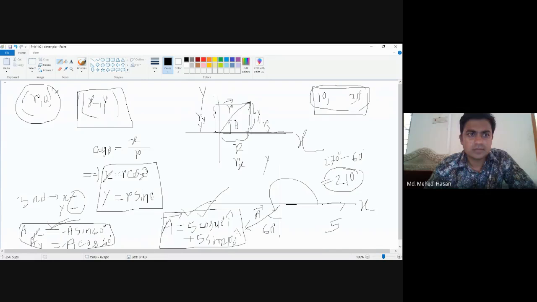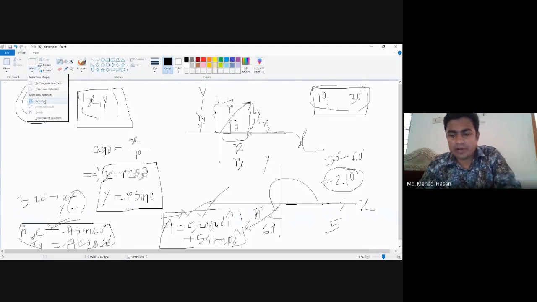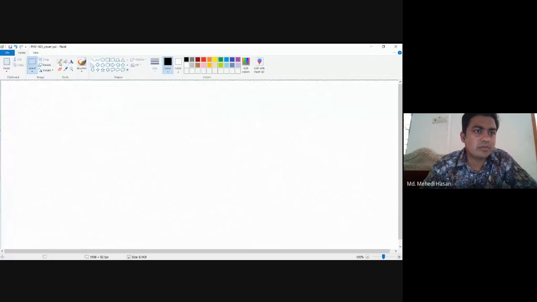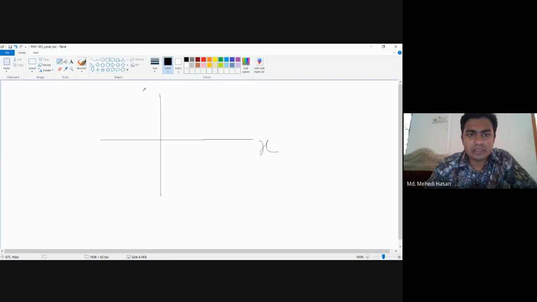Okay, so this is the procedure to convert one vector from another. Procedure for Cartesian to polar to Cartesian conversion. Now say the vector is given like that. So this is vector A, and another is vector.